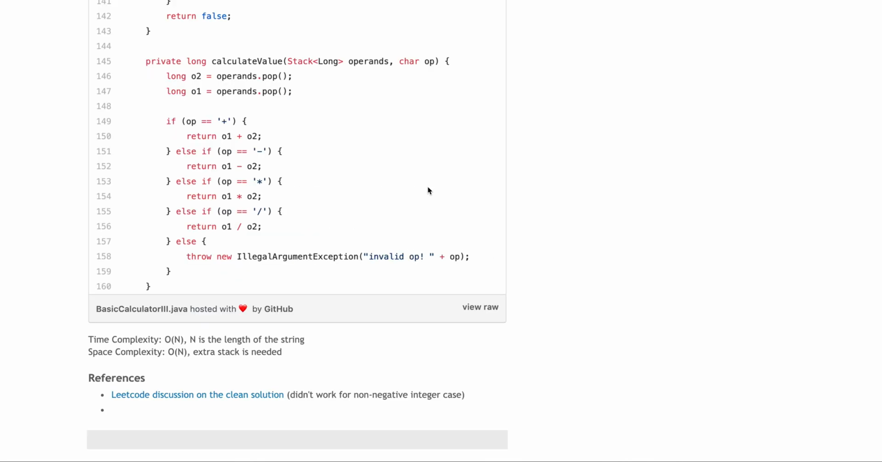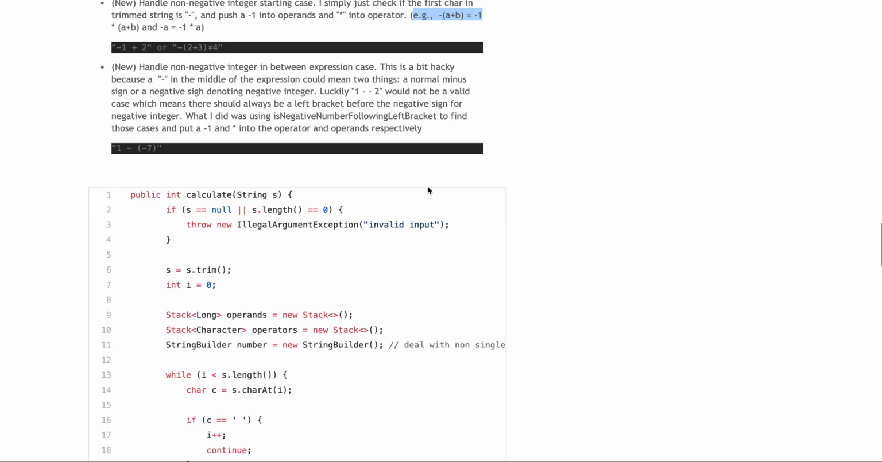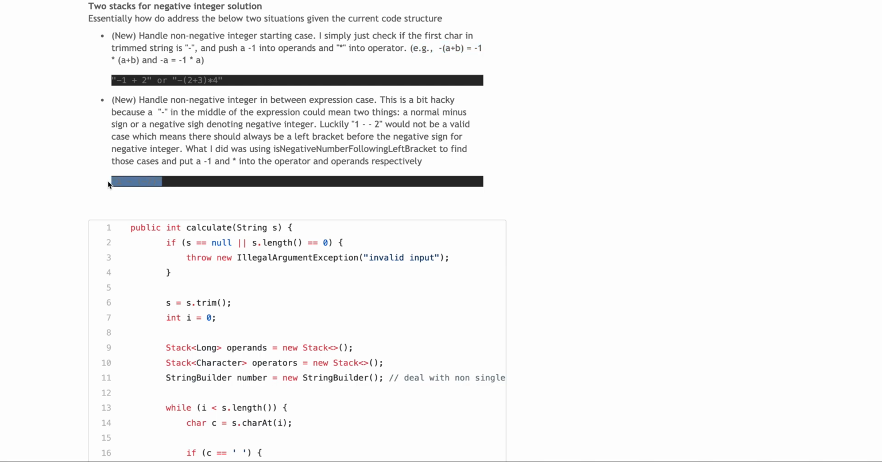And the other part, as we go back, is how do we handle this case? One minus bracket minus seven case. So first of all, I want to call out, luckily this is not a valid expression.